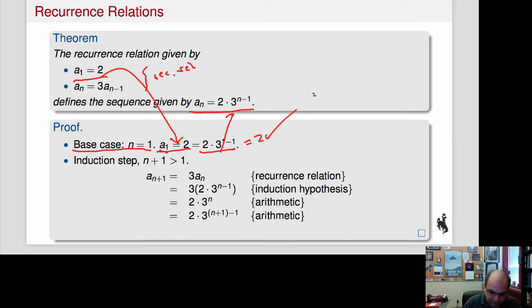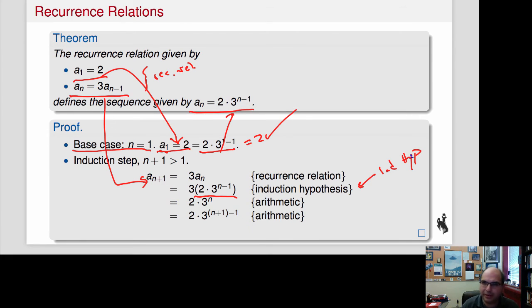Okay. Now, let's look at a sub n plus 1. a sub n plus 1 is 3 times a sub n. That comes from this definition, right? Okay, so that's really the recurrence relation, right? And, oh, a sub n, well, I know what a sub n is. That's 2 times 3 to the n minus 1. This is the induction hypothesis, okay? And notice how I always ask you to let me know what the induction hypothesis is, okay?